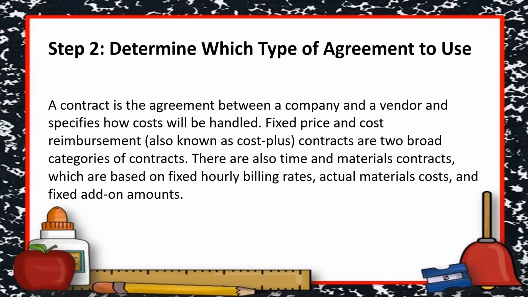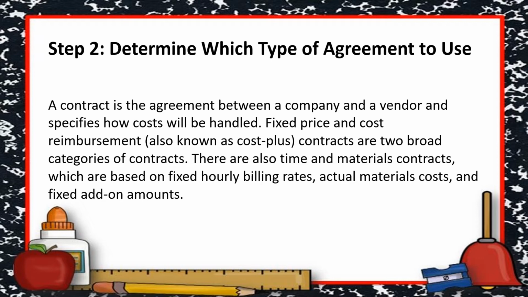Step 2. Determine which type of agreement to use. A contract is the agreement between a company and a vendor and specifies how cost will be handled. Fixed price and cost reimbursement, also known as cost plus, are two broad categories of contracts.